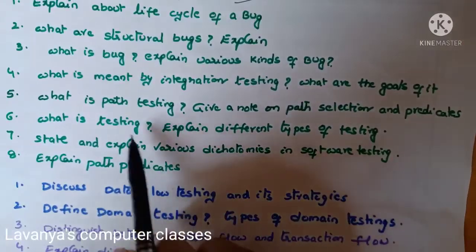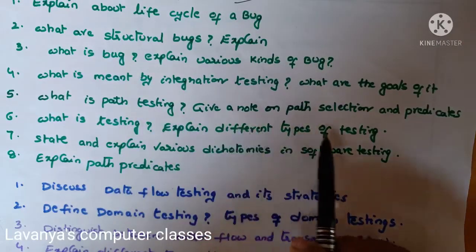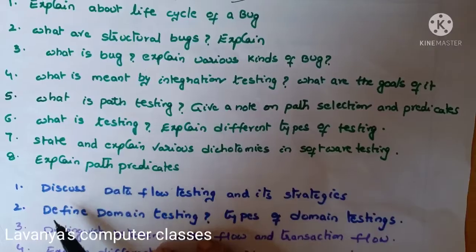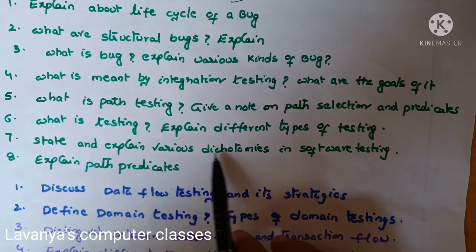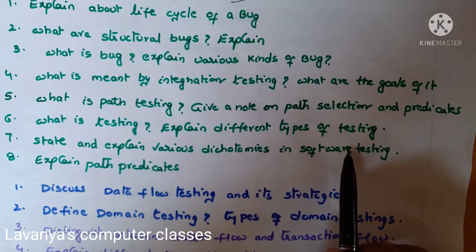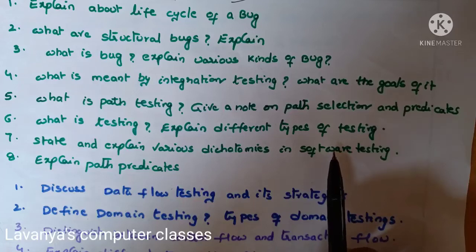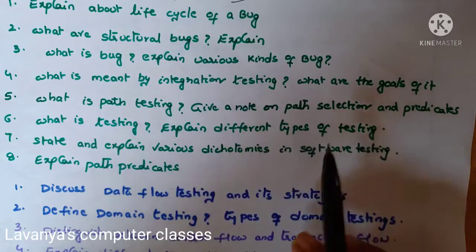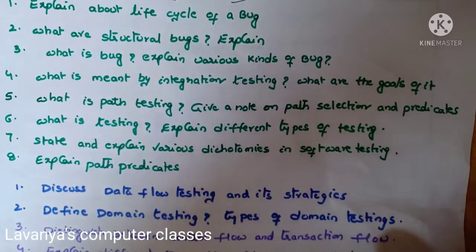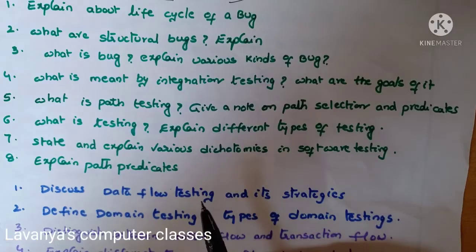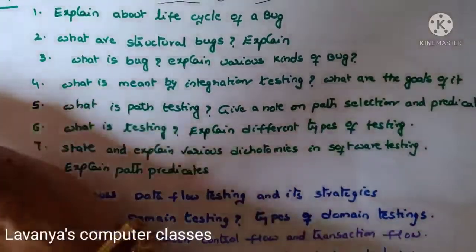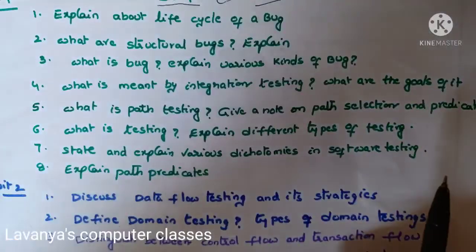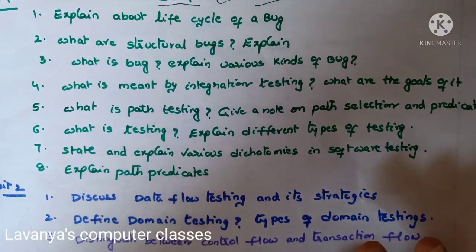And here, already I said, what is testing, explain different types of testing. Next one is, state and explain various dichotomies in software testing. This is also an important question, and this is also coming under the introduction chapter. Next one is explain path predicates. This is also an important question. Read all these questions in unit 1. And in some, path instrumentation is there and path sensitizing is also there. Just read what is path to path testings.